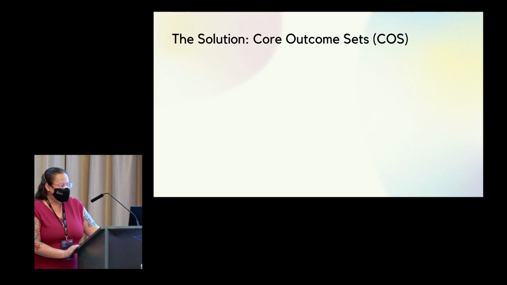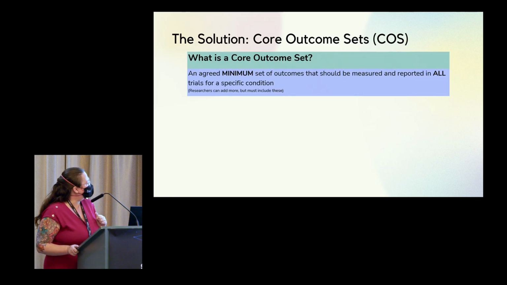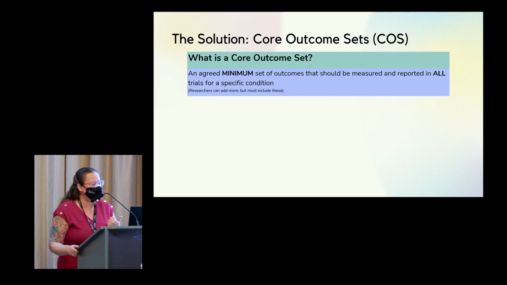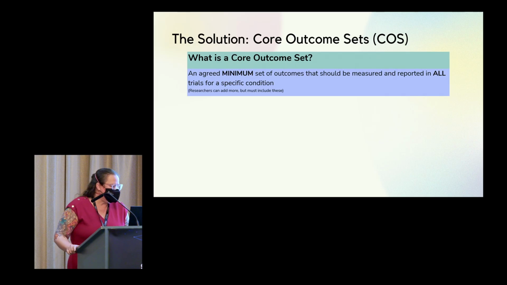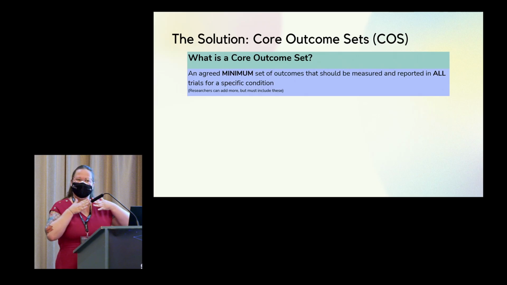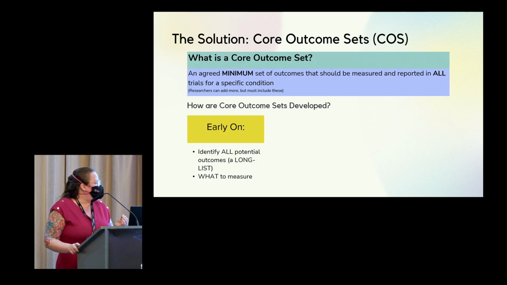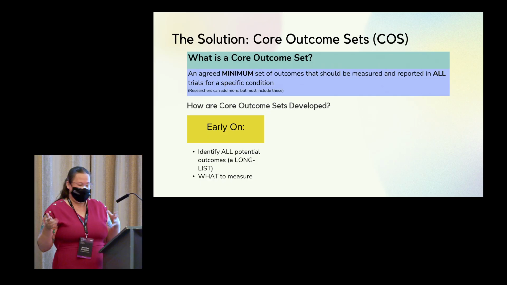So one of the proposed solutions to this is to develop a core outcome set. So generally, what is a core outcome set? We're talking about an agreed minimum set of outcomes that should be measured and reported in all trials on a specific condition. It's important to know that this is a minimum set, so there are always extra outcomes that can be added and measured in a trial, but this is what should be reported across all trials in a specific condition. In general, core outcome sets are developed in stages.